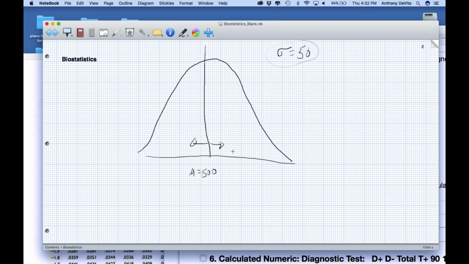It could be some level of enzyme in the bloodstream. It could be many things, right? But I'm just going to call it 500 for now. Just use it as a number for right now.